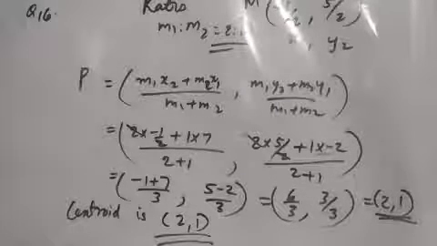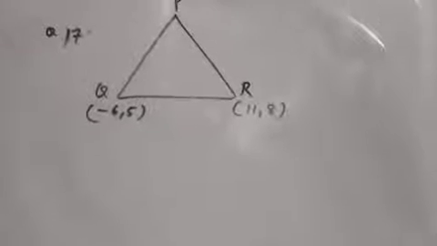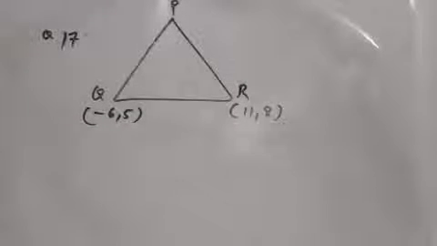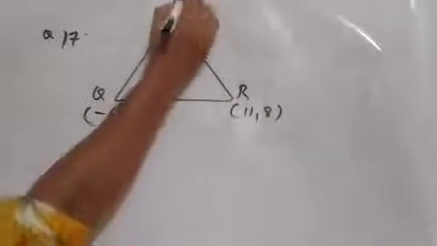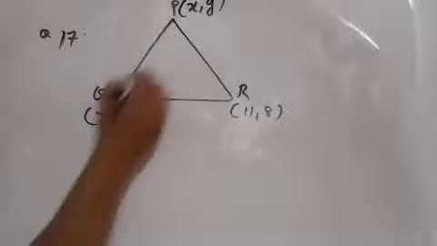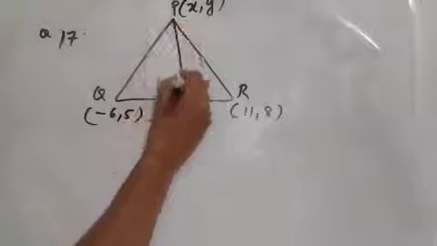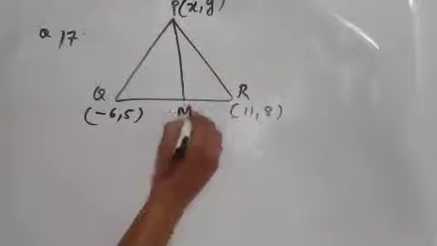Understood this problem? Now let us solve the 17th problem. In this question, there is a triangle PQR. The coordinates of the centroid of the triangle are (2, minus 5). The centroid is given, and Q is (minus 6, 5) and R is (11, 8). We have to find the coordinates of P. Let it be (x, y). And we know the centroid also.